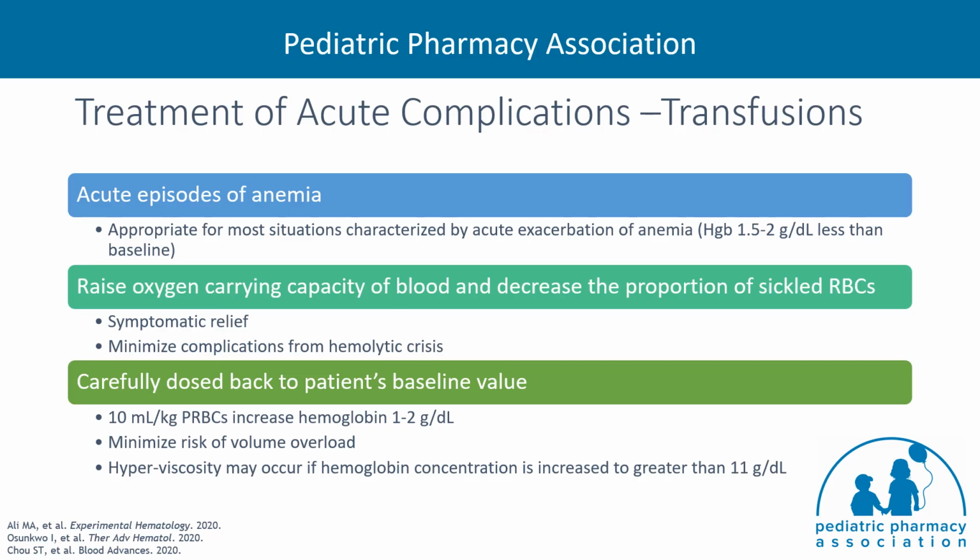When we think about treatment of acute complications, transfusions certainly have a role in these. So for treatment of acute episodes of anemia, transfusions are going to be appropriate for most situations characterized by acute exacerbations of anemia. So if their hemoglobin has dropped 1.5 to 2 lower than that patient's baseline, a transfusion would certainly be appropriate.